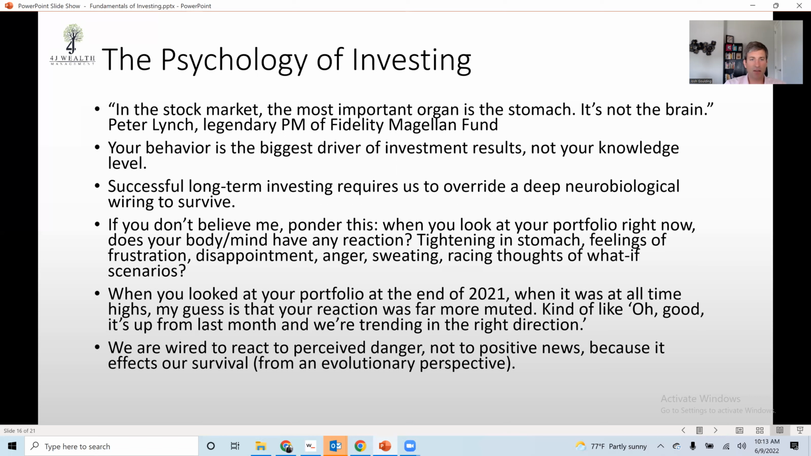Tightening in the stomach, feelings of frustration, disappointment, anger, sweating, racing thoughts of what-if scenarios. And when you looked at your portfolio at the end of 2021, when the market was at a high, my guess is that your reaction was far more muted. Kind of like, oh good, it's up from last month, we're trending in the right direction.